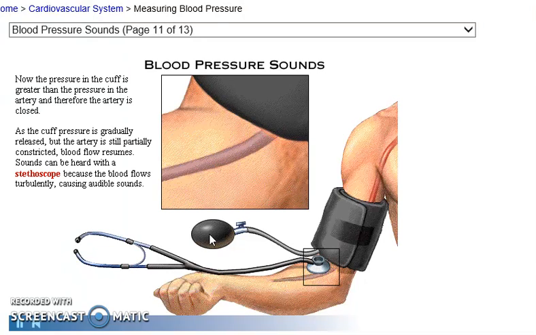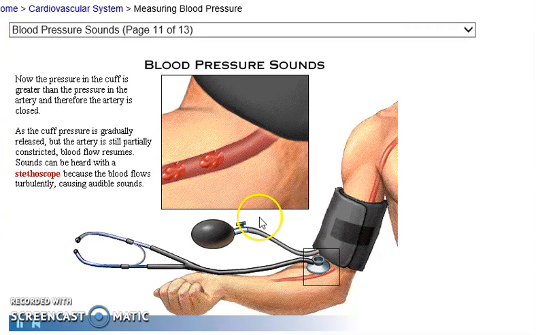As the cuff pressure is gradually released, the artery is still partially constricted, and blood flow resumes. Sounds can be heard with the stethoscope because the blood flows turbulently, causing audible sounds. Now, click on the bulb valve to deflate the cuff and hear the sounds.